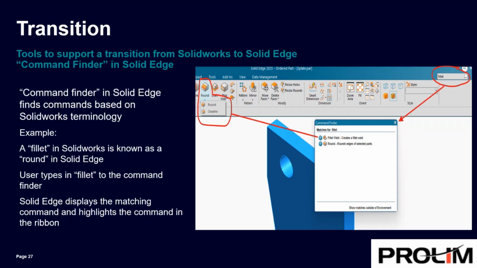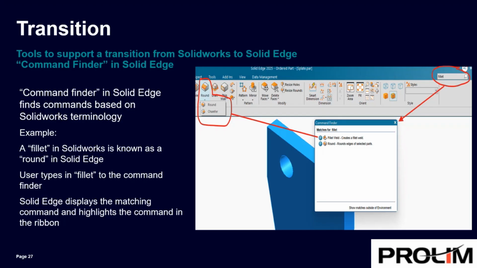So what Solid Edge has done is, for example, in SolidWorks, a round is what's known as a fillet, but in Solid Edge, it's called a round. So if you type in fillet, the command that you're used to, it will show you the Solid Edge equivalent. And not only will it give you a match, but it will also highlight and show you exactly where that command is on the command bar.